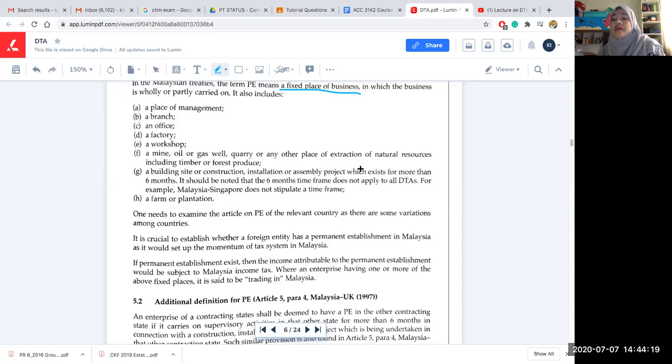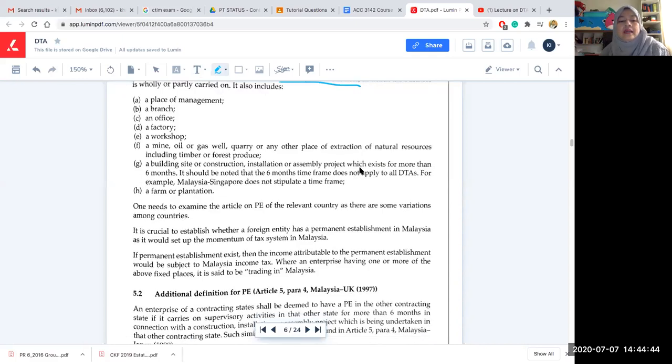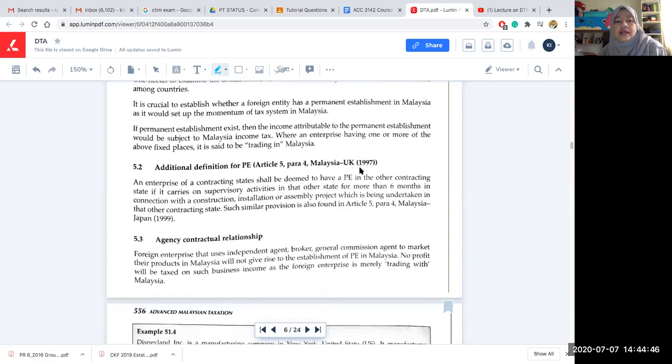So when you have a PE, we say that you trade in Malaysia. But if you don't have any PE, for example, you can have a business transaction but you don't have any permanent establishment, then we say that you don't trade in Malaysia, but you trade with Malaysia. There's a difference between trade in and trade with. Of course, there is an additional definition.